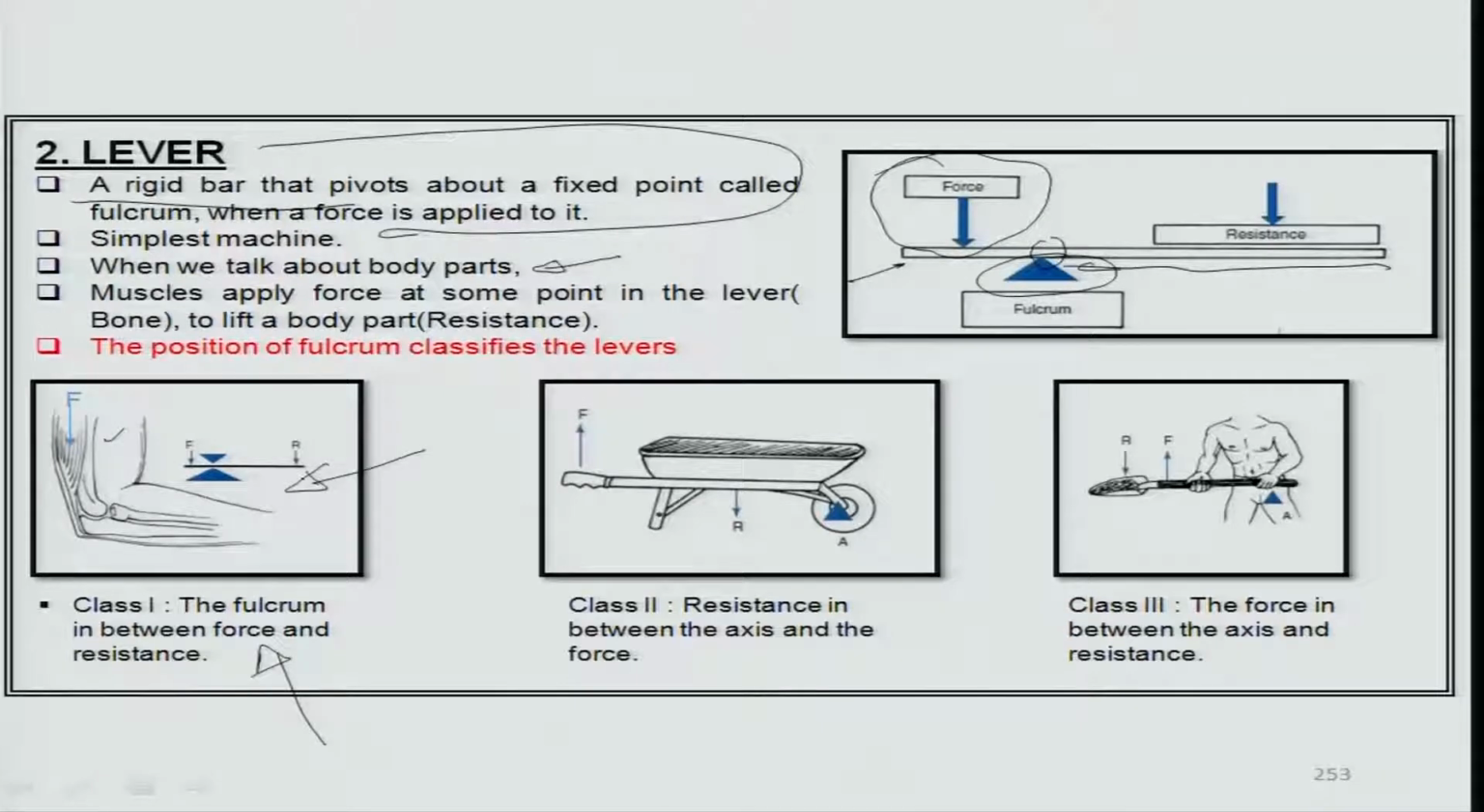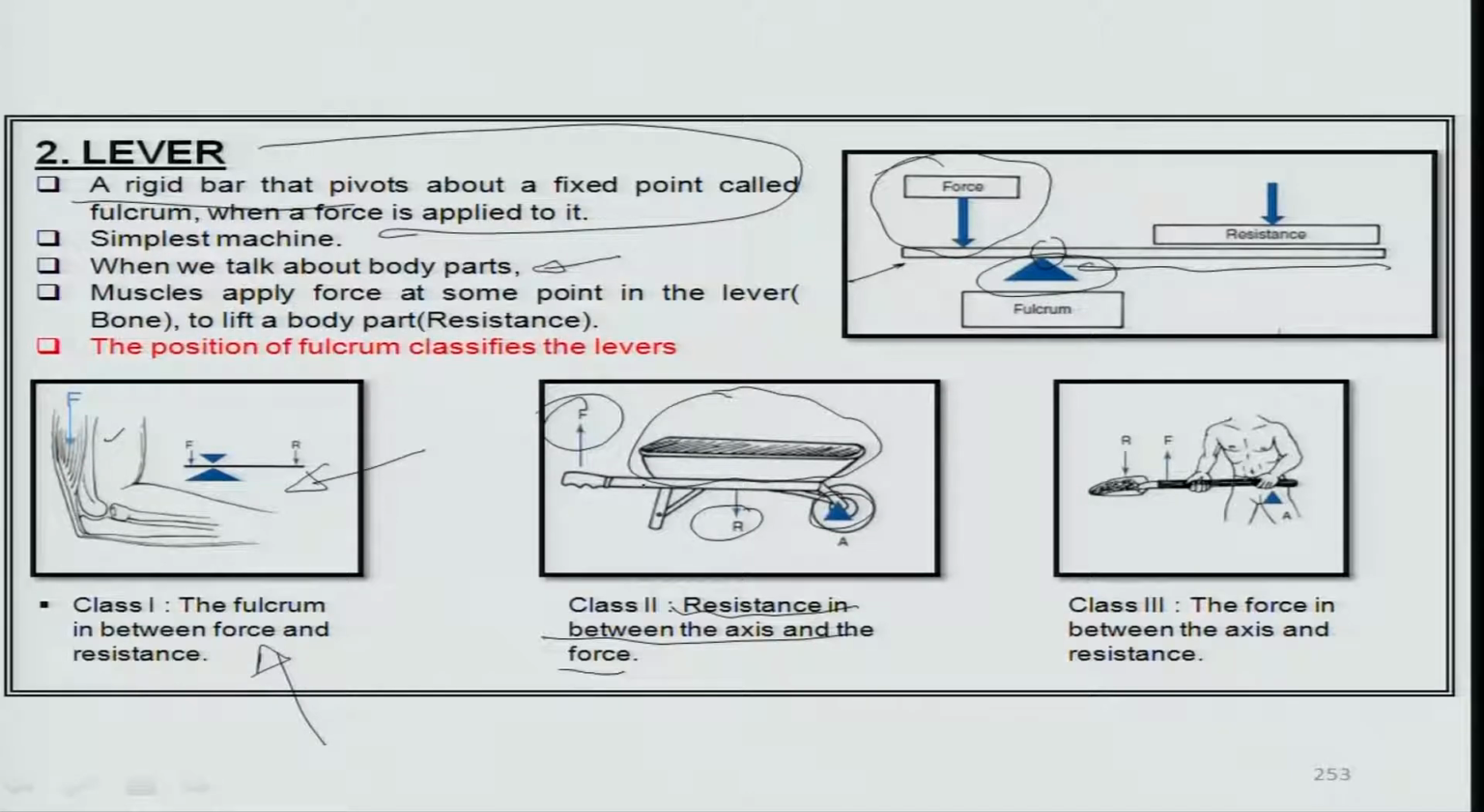Again, there is a class 2, where the resistance is in between the axis and the force. So this is the fulcrum point in such cases, and the resistance that you want to lift is actually around this. You have to begin to categorize different motions within the body where this is possible, and there is a force on the other side which is able to lift up the load which is placed in between the fulcrum and the force.